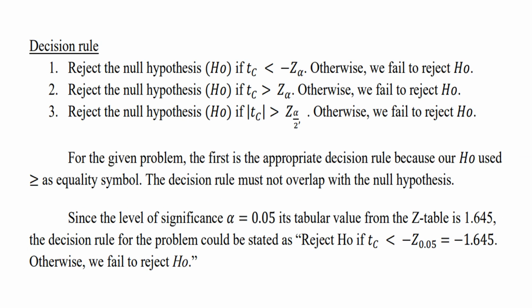For the decision rule, there are three situations, or we need to satisfy these three conditions. Number one, we reject the null hypothesis H0 if your computed T is less than your critical value of C. Otherwise, we fail to reject H0. Number two, reject the null hypothesis H0 if your computed T is greater than your critical value of C. Otherwise, we fail to reject your H0.